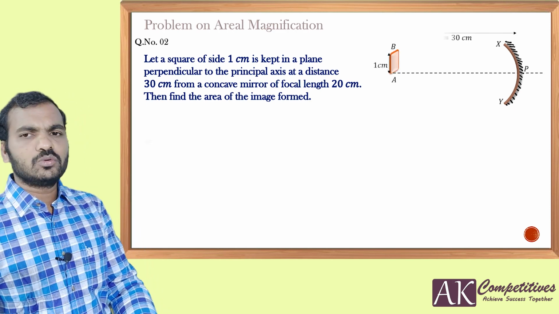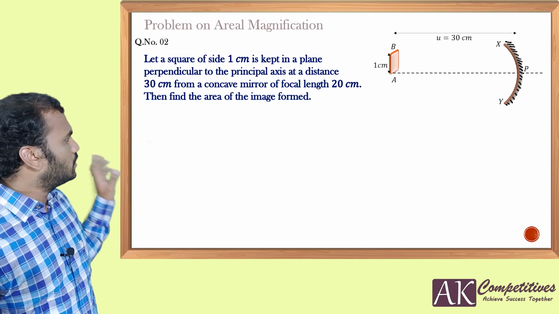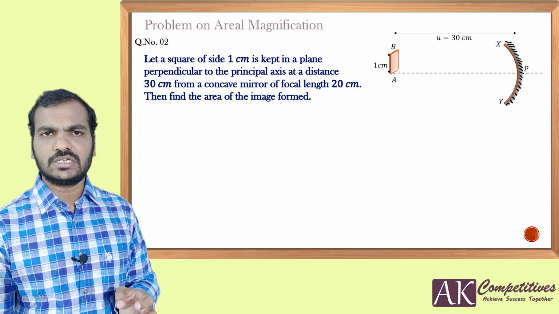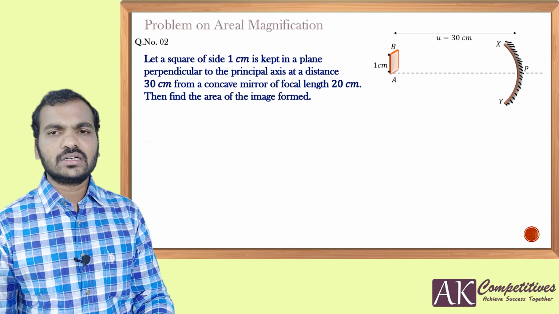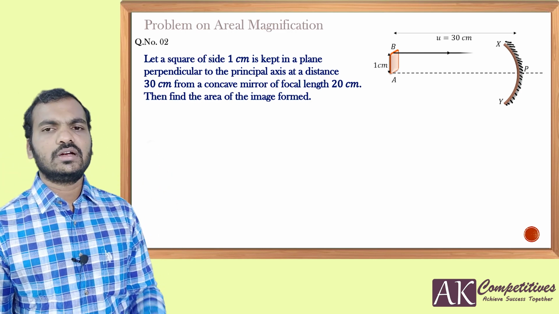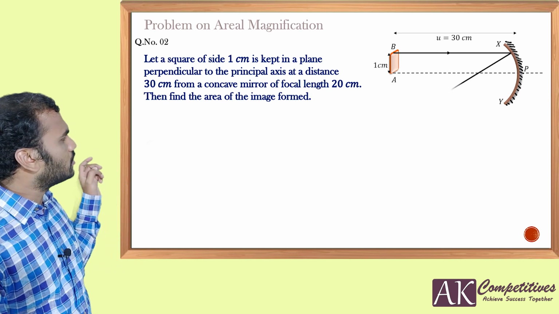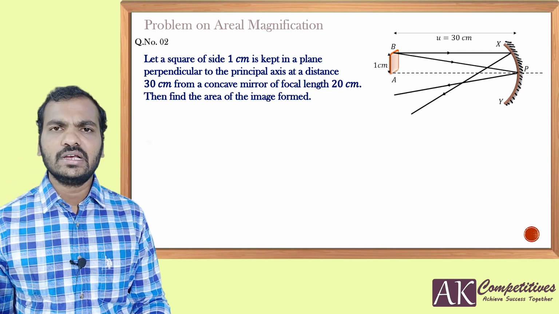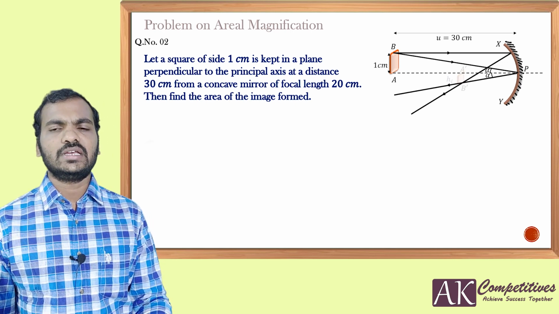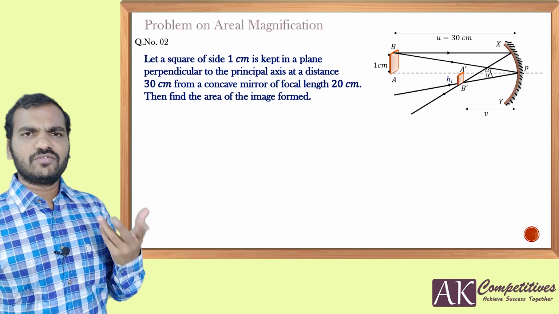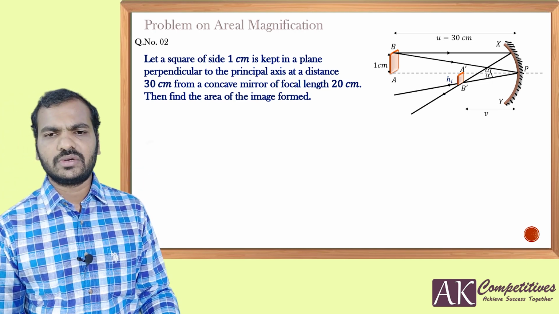Quickly see the diagram of how it is going to be done here. The object of side 1 centimeter is a square, so the area of the object will be 1 centimeter square. Now here, at what distance? 30 centimeters you are keeping it, and now trace the image. The image is as usual: for each and every point on the object you will have one point on the image, and you trace the image somewhat like this, where it is going to be formed. Again, the same kind of derivation you can utilize.